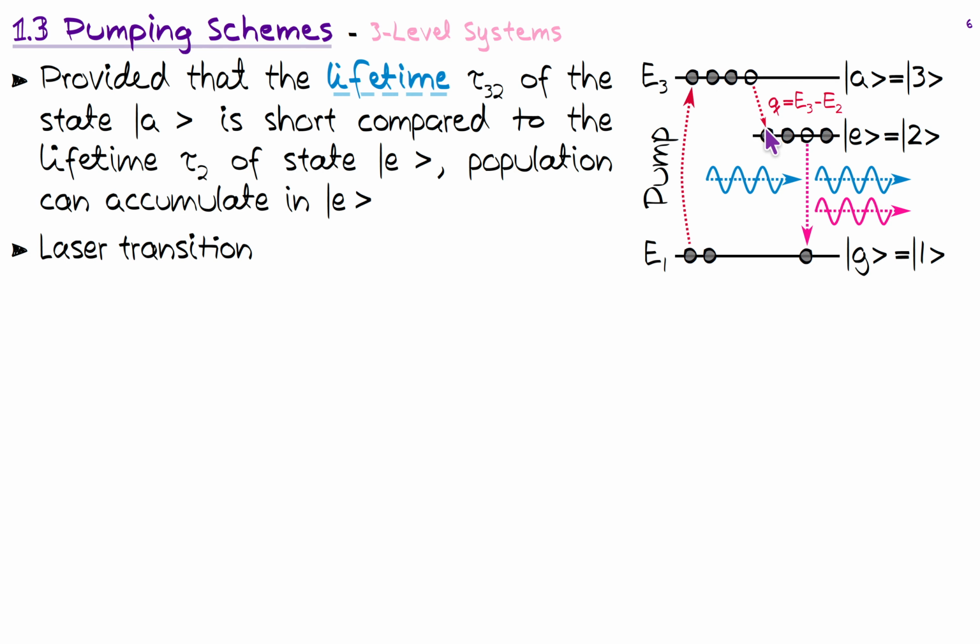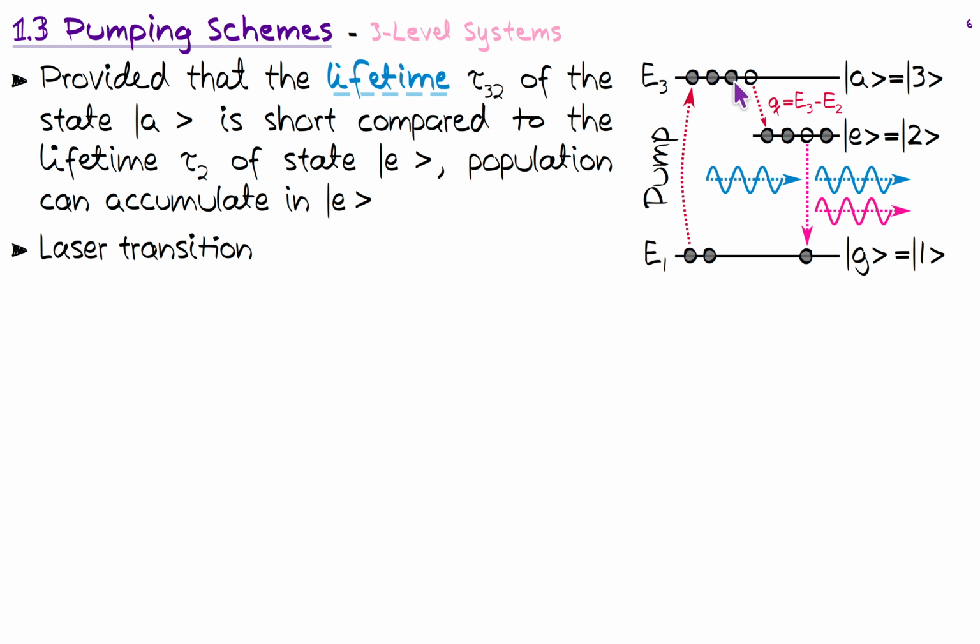We need a relatively fast transition from level 3 to level 2, and then a relatively slow transition from 2 to 1, so that we can really start having accumulation of electrons here. And the terminology I'm using here, tau 3 to these two indices, is trying to clarify the fact that we are really interested in this transition.